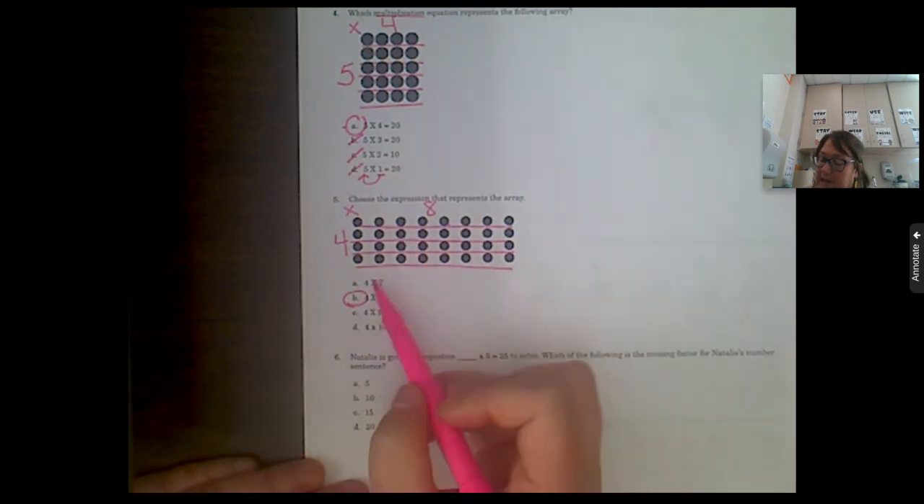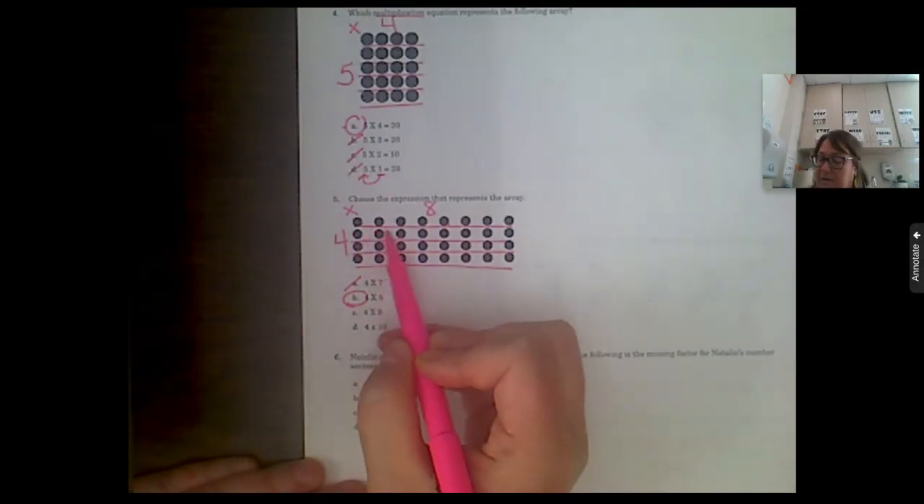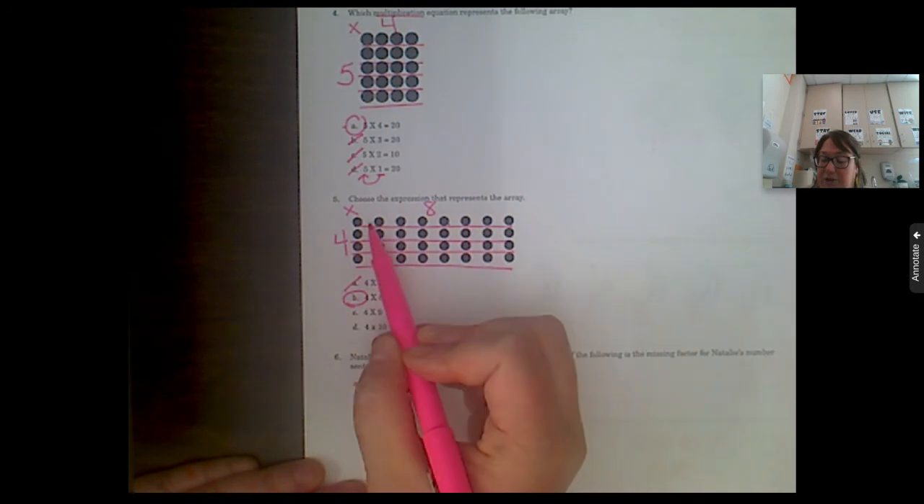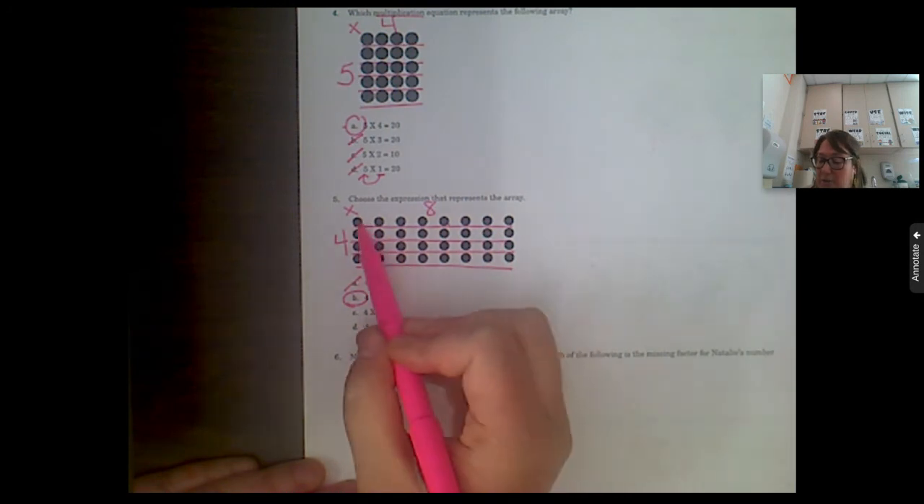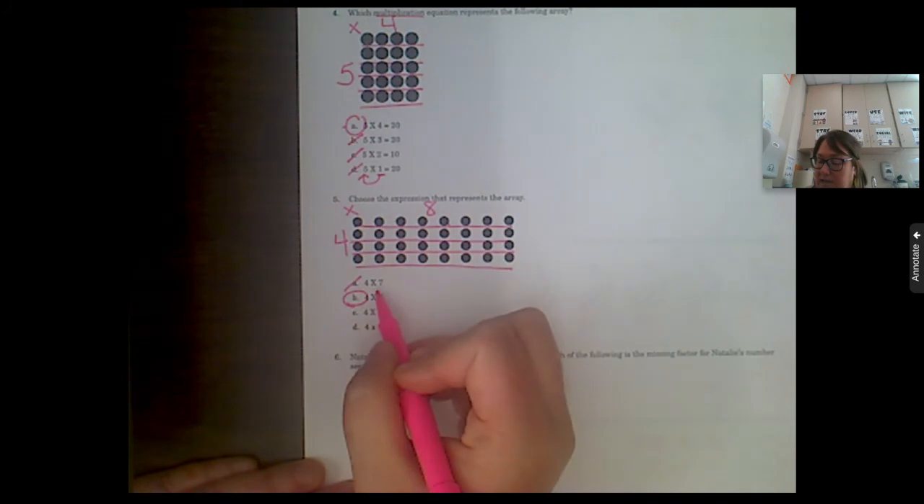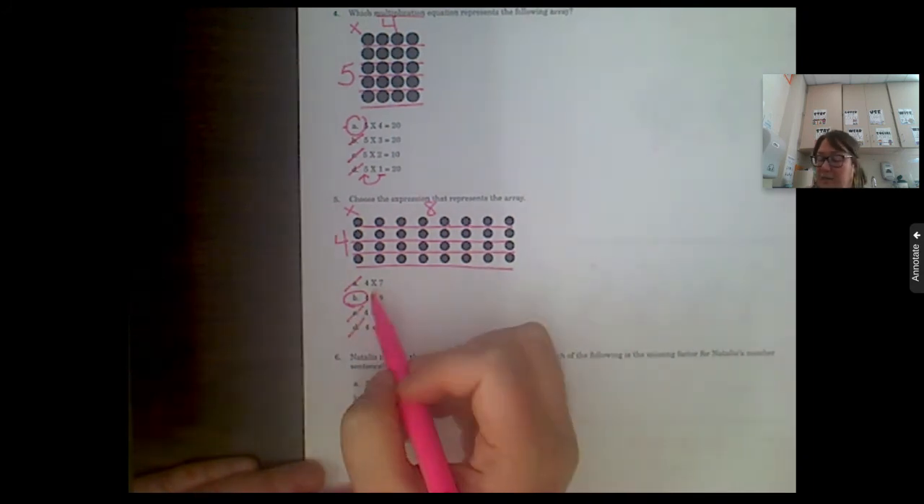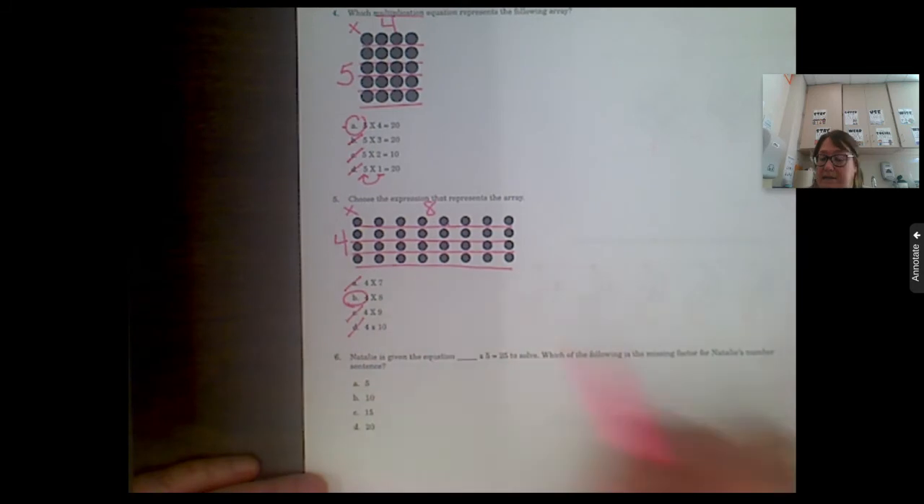Okay, so again, it can't be 4 times 7. I can cross that off because there's 4 rows, but there's 8 in each row. And I'm going to count again just to be sure, since there's so many other choices. 1, 2, 3, 4, 5, 6, 7, 8. Okay, so it can't be 4 times 7. It can't be 4 times 9. And it can't be 4 times 10. So it is 4 times 8.